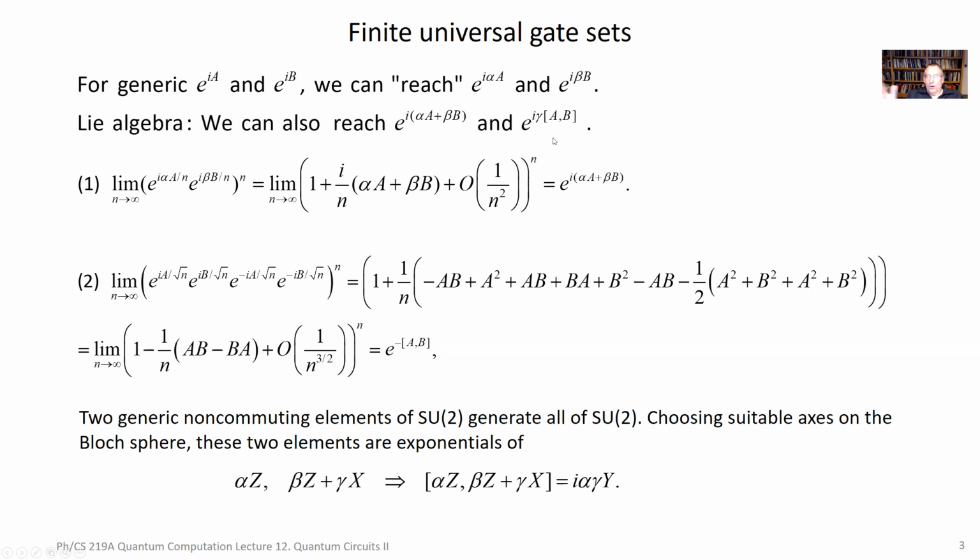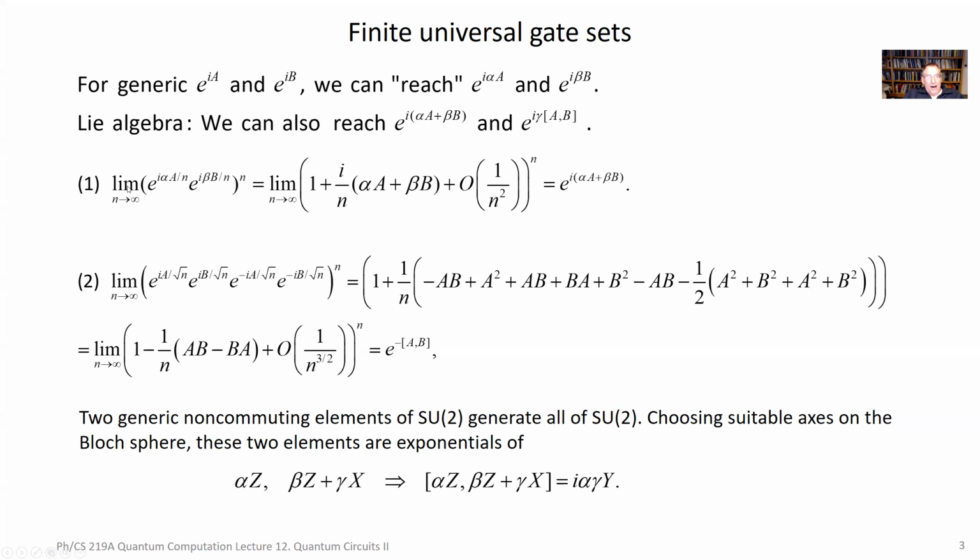Now I know that the limit of 1 plus x over n raised to the nth power is e to the x. That's true for matrices, just like it is for numbers. And so when I take the limit, I just get the exponential e to the i times alpha A plus beta B, as shown here. So that means that once I have a unitary in my gate set that's e to the iA, or gets very close to e to the iA, and the same thing for e to the iB, that'll also be true for e to the i alpha A and e to the i beta B if A and B are generic.